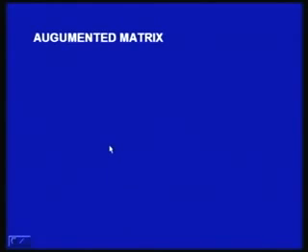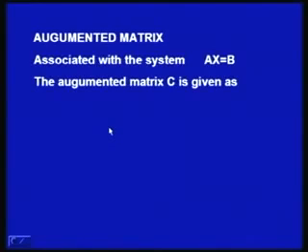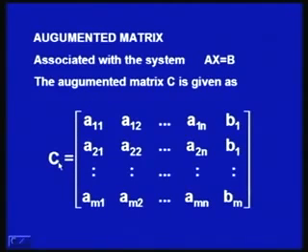We will define an augmented matrix associated with the given system Ax = b, and it is given as this C. You may notice that this matrix has n plus 1 columns. These n columns are the same as the coefficient matrix, and this is the right hand side. This is a convenient way of expressing the system of equations in a compact form.